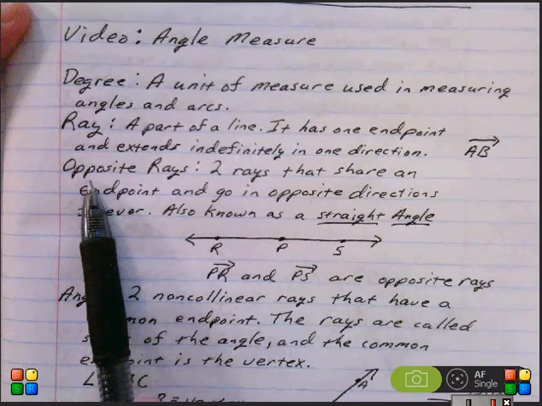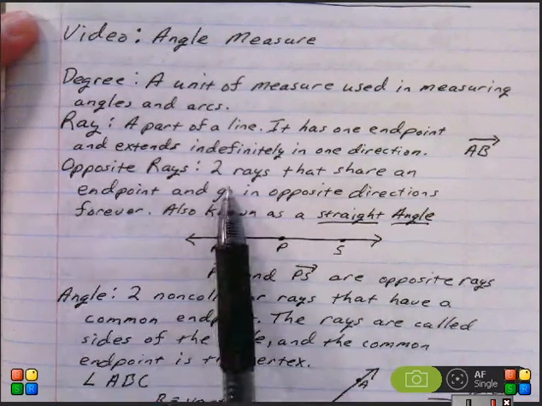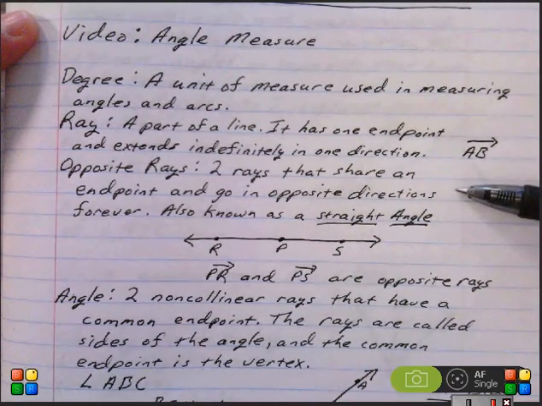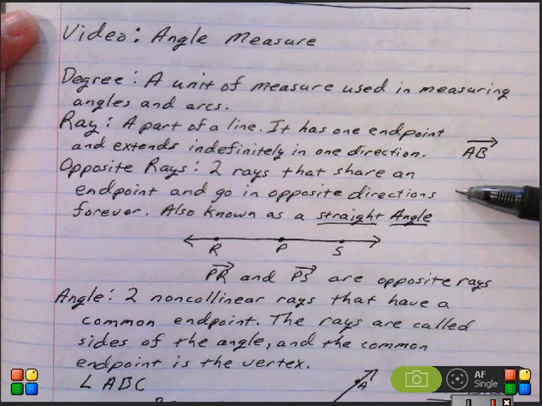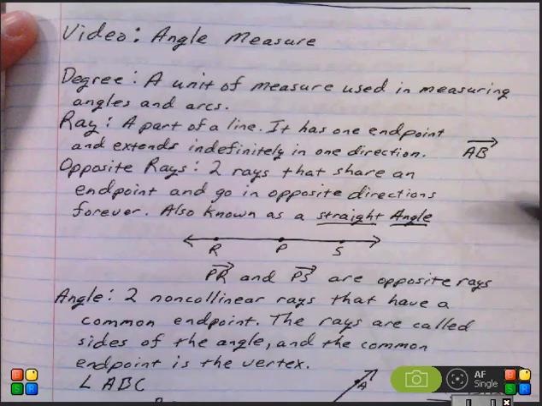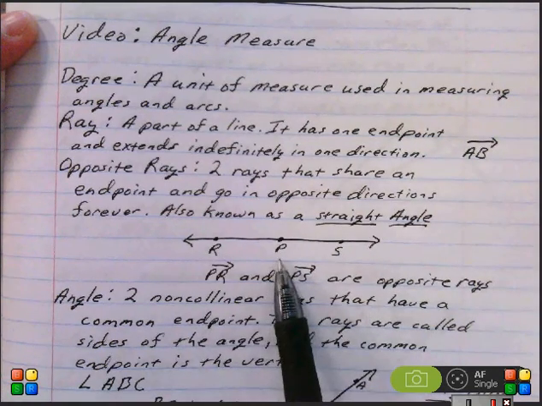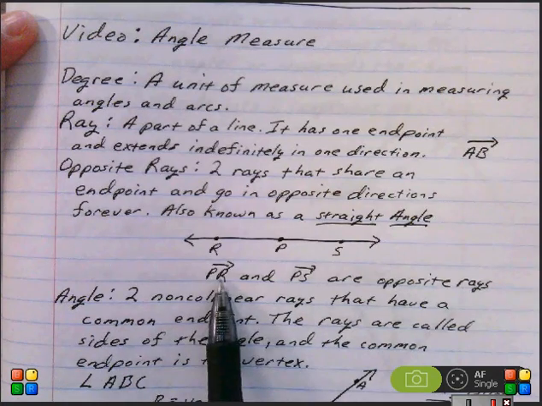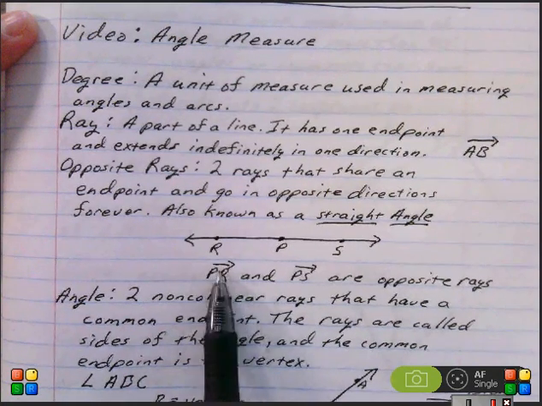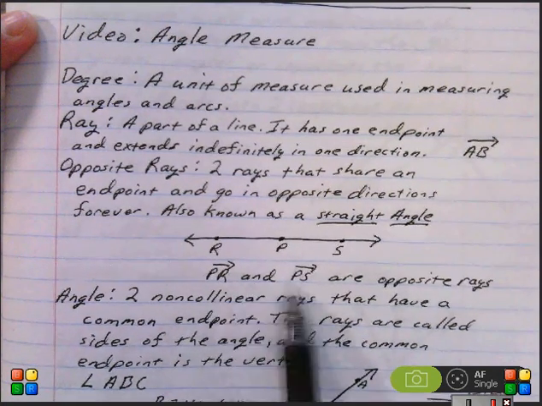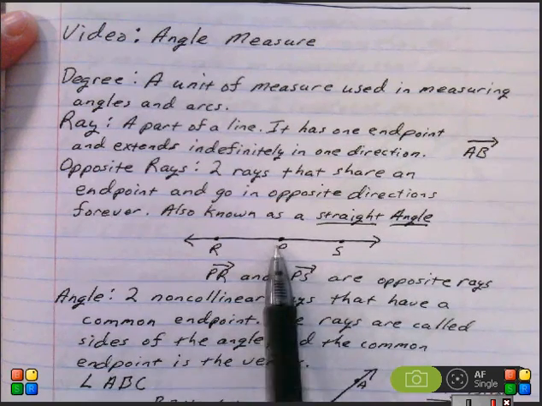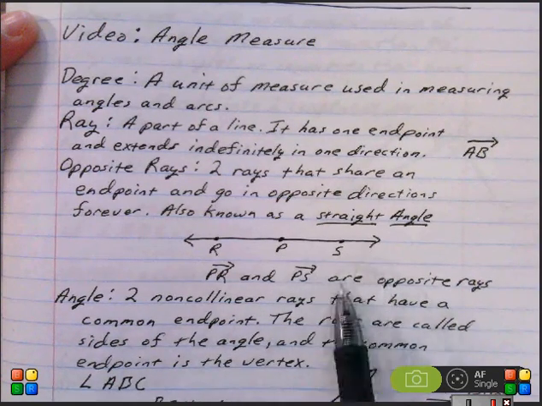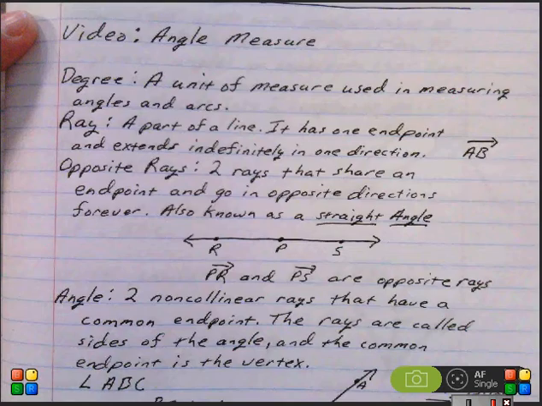Next, we have opposite rays. This is two rays that share an endpoint and go in opposite directions forever. We also call this a straight angle. So in my picture down here, we have two rays. We have ray PR, so we started with P, we went in the direction of R. We've got our arrow going just one way. And we have ray PS, we start at P, go on towards S. Those are our opposite rays.